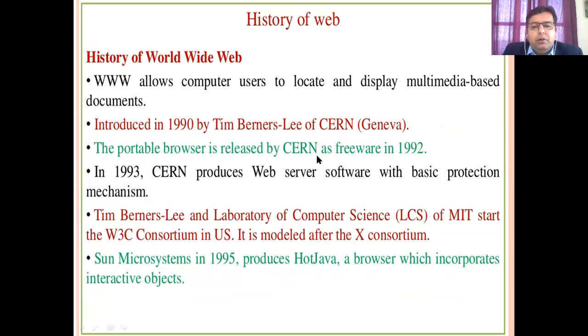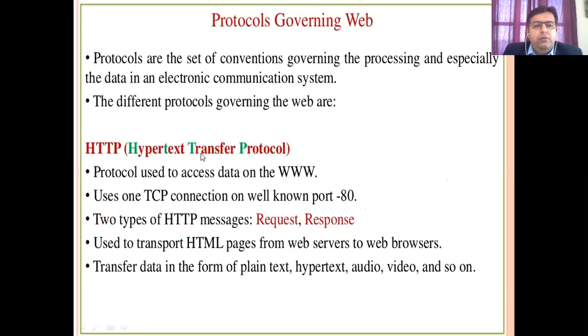Fine. So the first portable browser was released in 1992. Then in 1993, web server software was produced with a basic protection mechanism. Okay, and it started working, and in 1995 came Java. It was introduced by a scientist at Sun Microsystems. So this is nothing but the history of the World Wide Web.